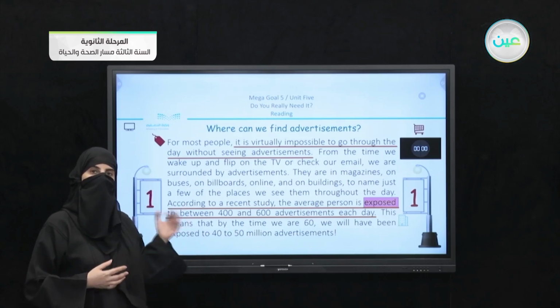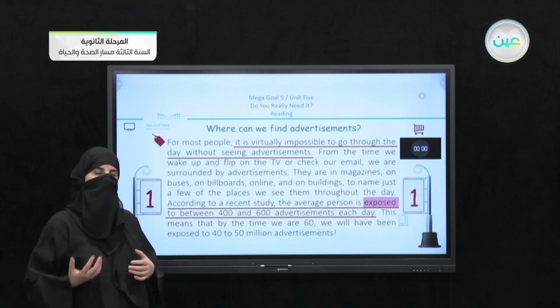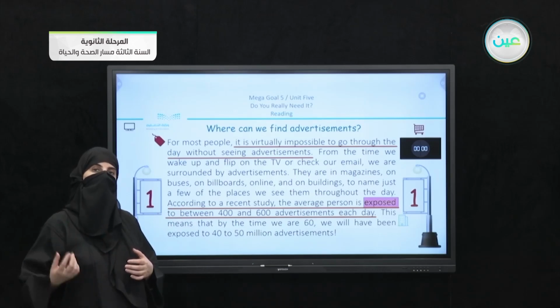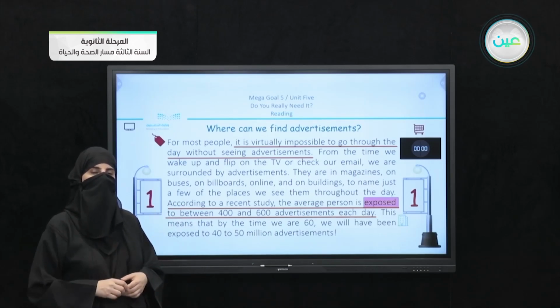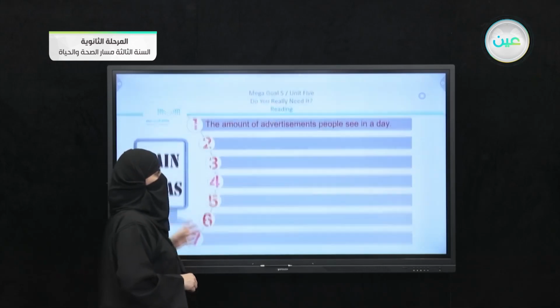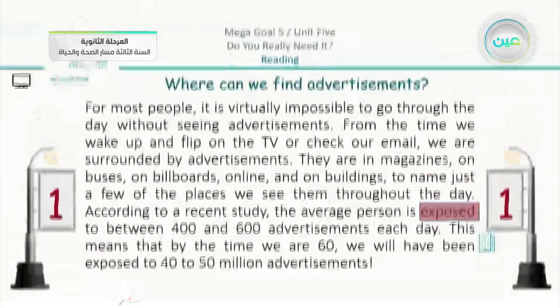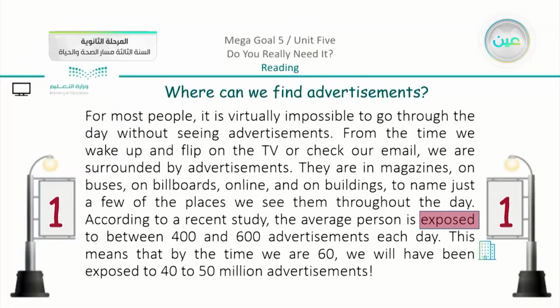We have here the new word. And just imagine that you are exposed to 400 to 600 advertisements every day. So the topic here is the amount of advertisements people see in a day. And we have the question, which is, where can we find advertisements? We are going to look for places.